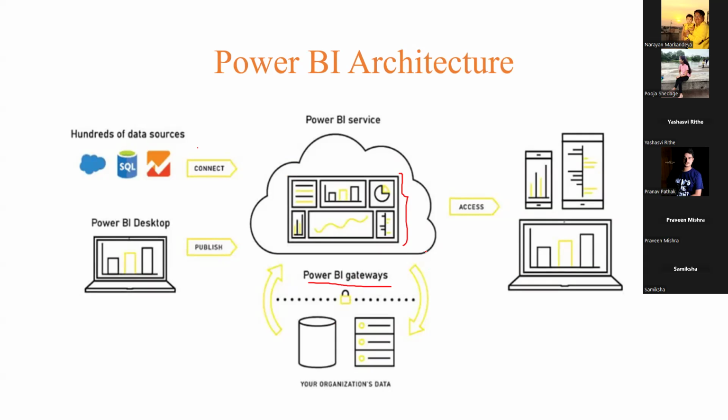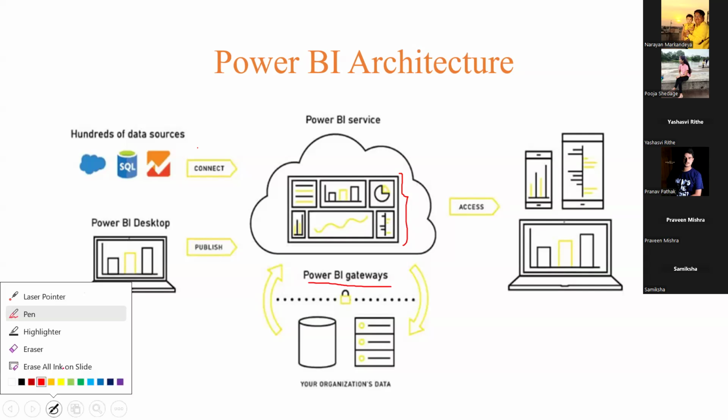So this is the basic architecture. In simple words, we can say that we have to take the data, do some processing over there, like transformation, cleaning, and all these things. Then we can create some visuals and we can publish those. So these are the steps that come under the Power BI architecture.